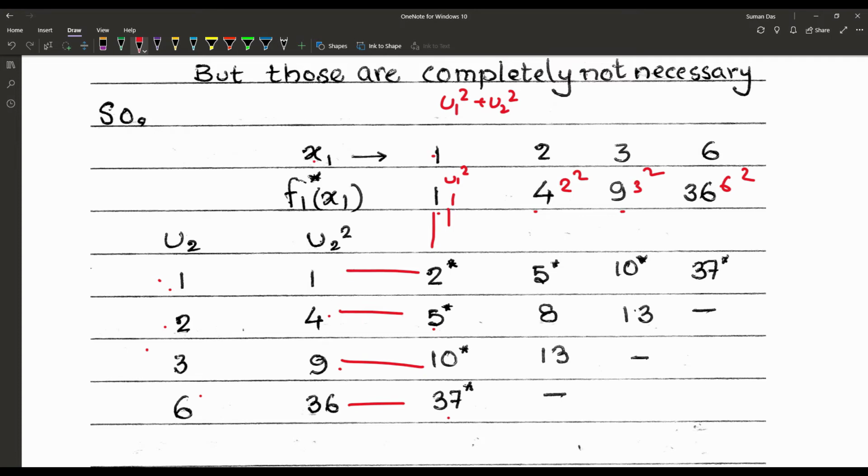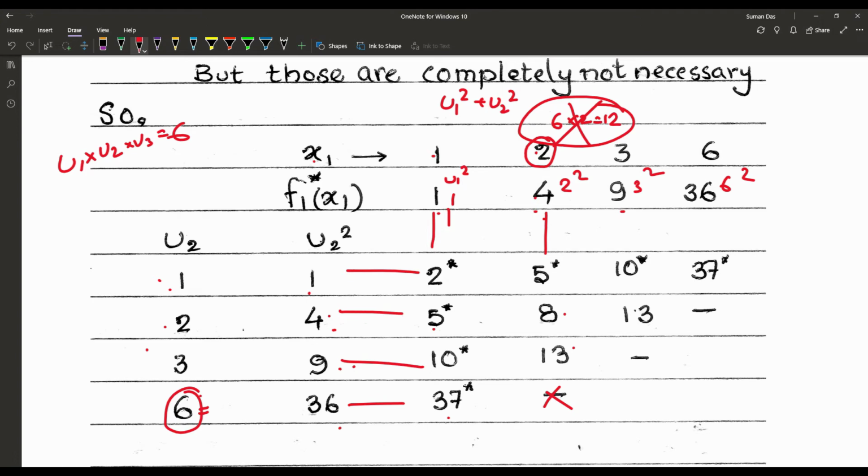Now look at the second one, when x1 is equal to 2 and u2 is equal to 2. So here we are getting 1 plus 4, that is 5. 4 plus 4, that is 8. 9 plus 4, that is 13. 36 plus 4 has been ignored. Why? Just look at the value of u1 here, that is 6, and u2 is 2. So 6 into 2 is 12, but that is impossible because we have u1 into u2 into u3 that must be 6, not 12.